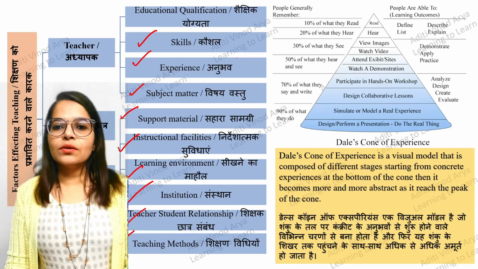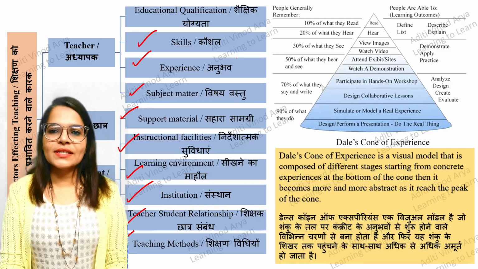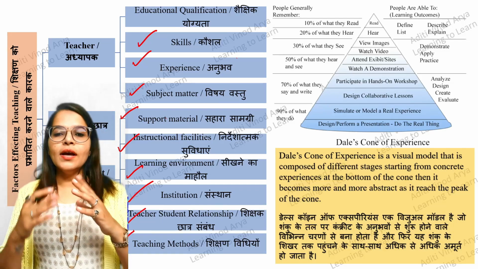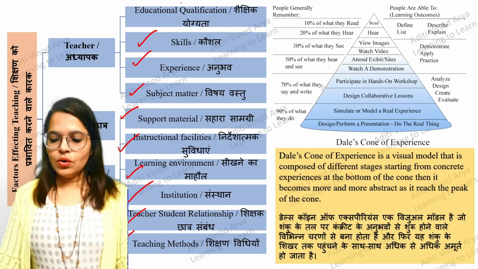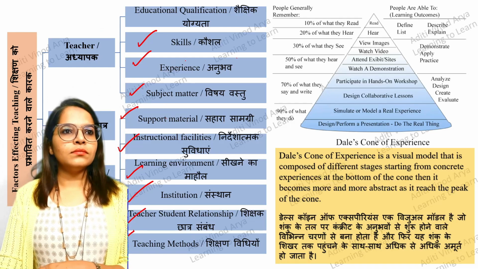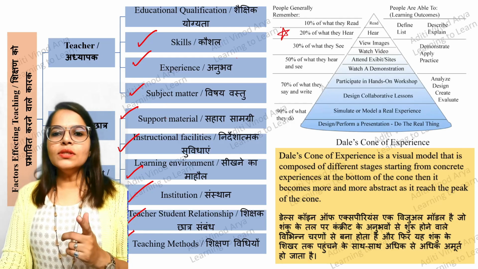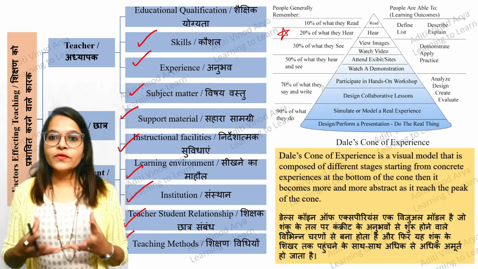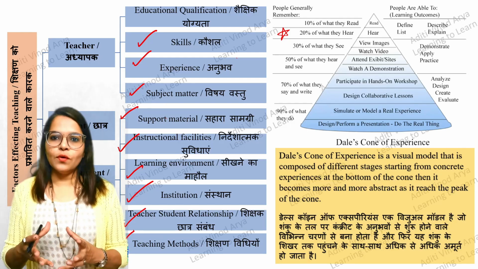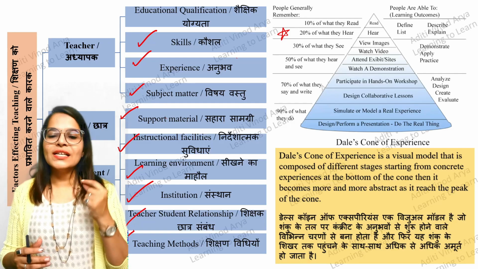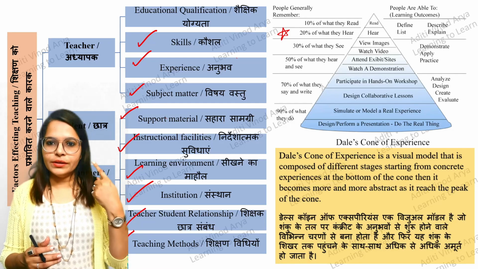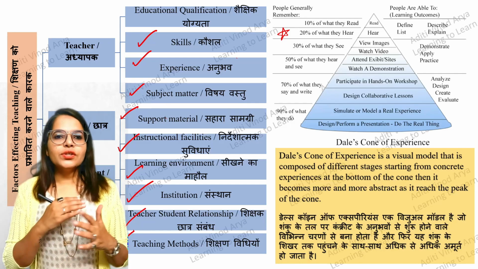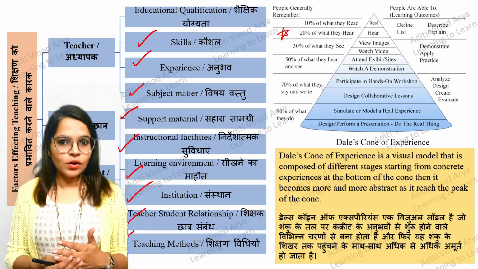Now let's go for Dale's cone of experience. Dale's cone of experience is a cone-shaped structure, as you can see in the image here. This is the image. Okay, Dale's cone of experience is based on the level of the senses involved, like your eyes, nose, tongue, your skin, and your ears. All these five senses. It is not based on the difficulty level of a concept.